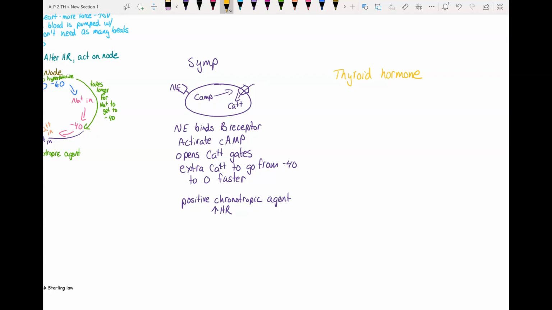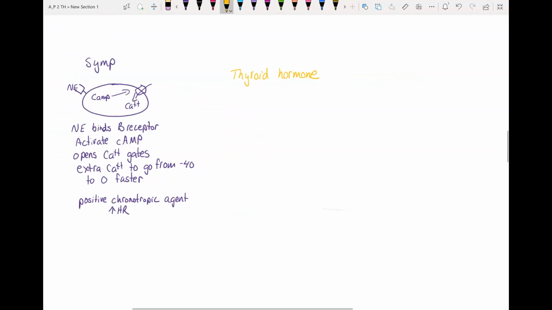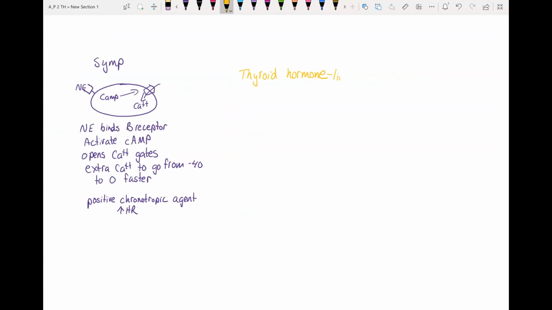Is it water soluble or lipid soluble? And what are the implications of that? What is it going to make the heart cell do? So thyroid hormone is lipid soluble. And we know that lipid soluble hormones stimulate cells to make protein.